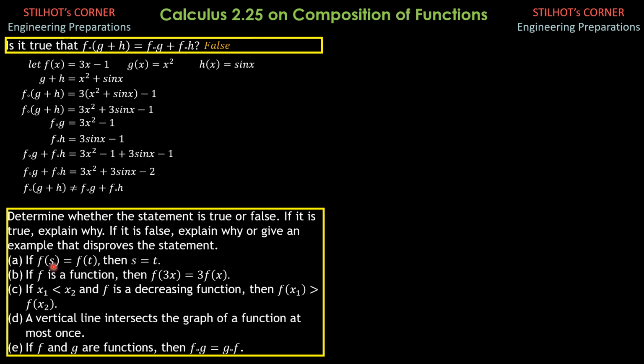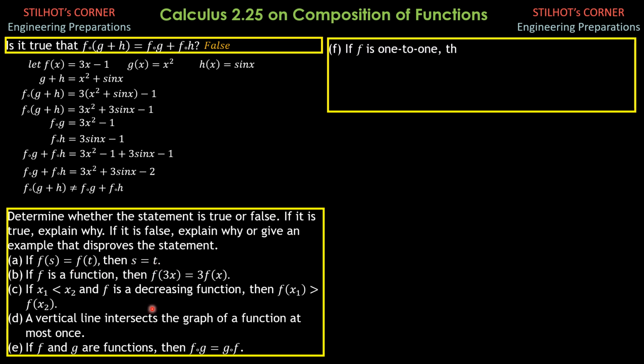Then f of x squared should be equal to, because we have the same function here, f of t, which should also be x squared. Or else, if it is just x, they are not equal. So therefore, this statement is true.